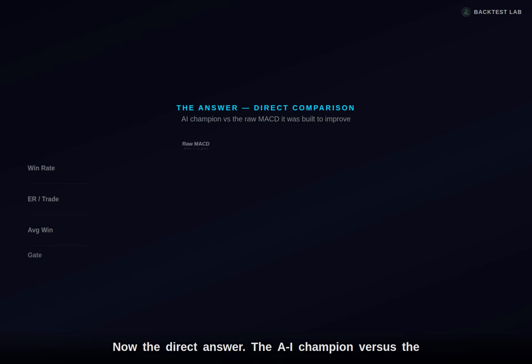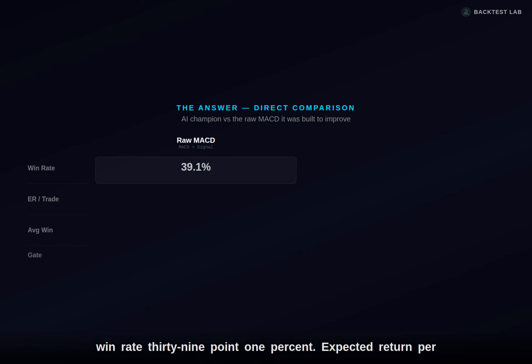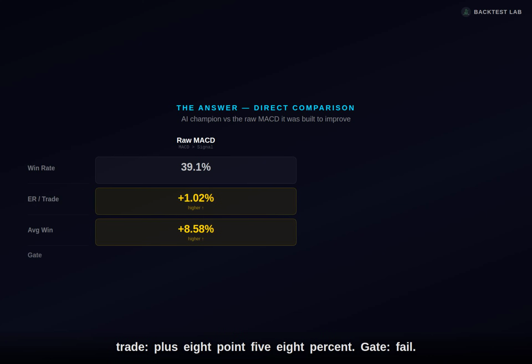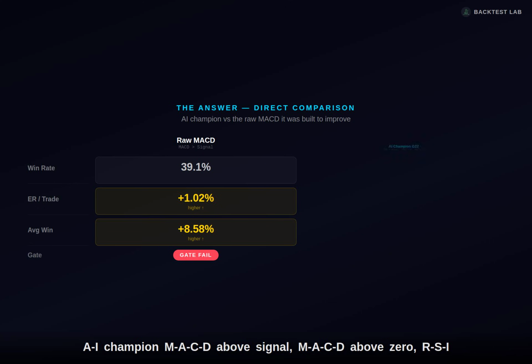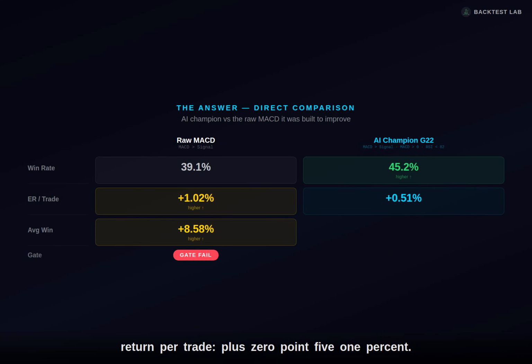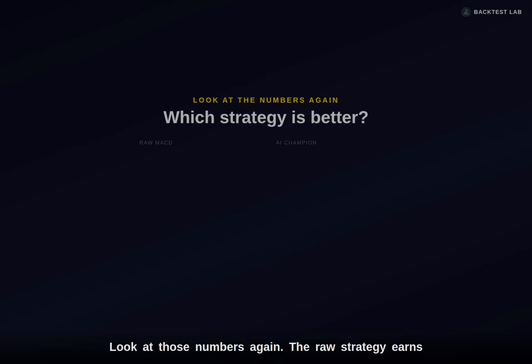Now the direct answer. The AI Champion versus the raw MACD it was built to improve. Raw MACD, win rate 39.1%. Expected return per trade, plus 1.02%. Average winning trade, plus 8.58%. Gate, fail. AI Champion, MACD above signal, MACD above 0, RSI below 82, win rate 45.2%. Expected return per trade, plus 0.51%. Average winning trade, plus 5.06%. Gate, pass.